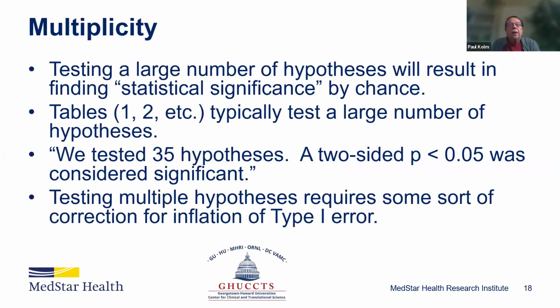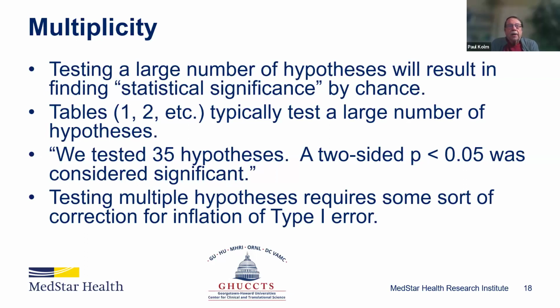And so multiplicity here is a huge problem in, or it has been anyway, in medical research. And basically what happens if you test a large number of hypotheses, then you inflate the alpha error rate. And so you're increasing the probability of finding statistical significance just by chance.